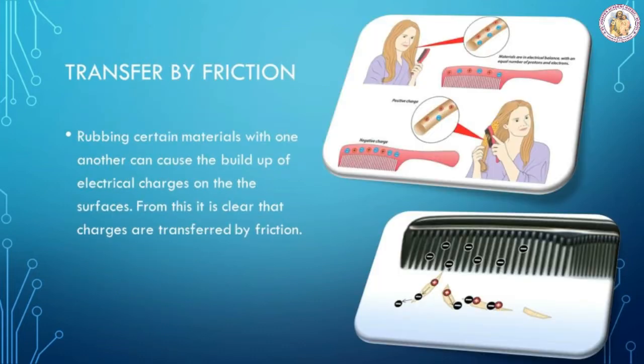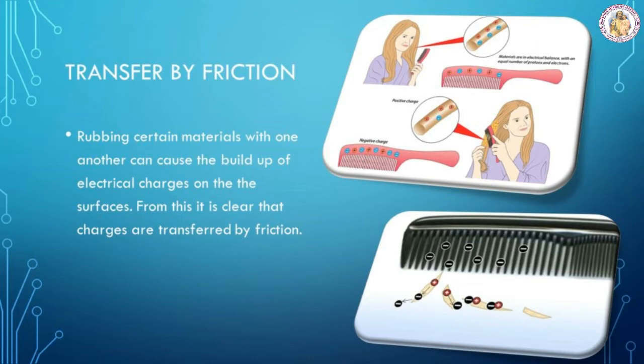Next, transfer by friction. This we can understand by a simple activity. Take a comb and place it near some pieces of paper. Are they attracted by the comb? No. Now comb your dry hair and place it near them. What do you see? You can see that the paper pieces are attracted by the comb now. How is it possible?